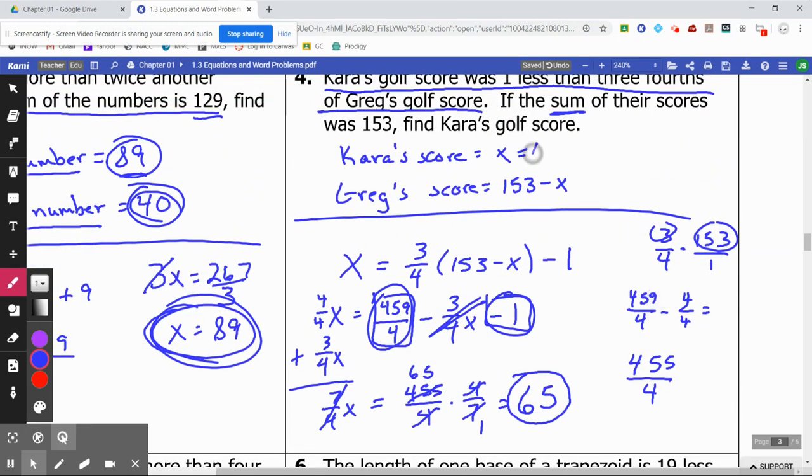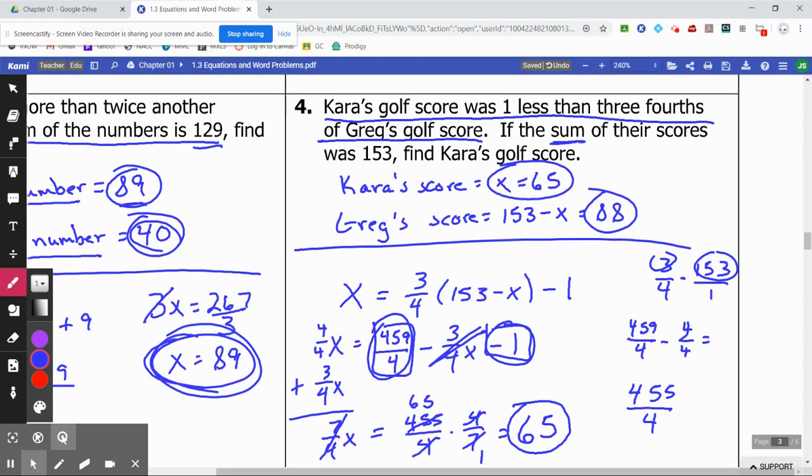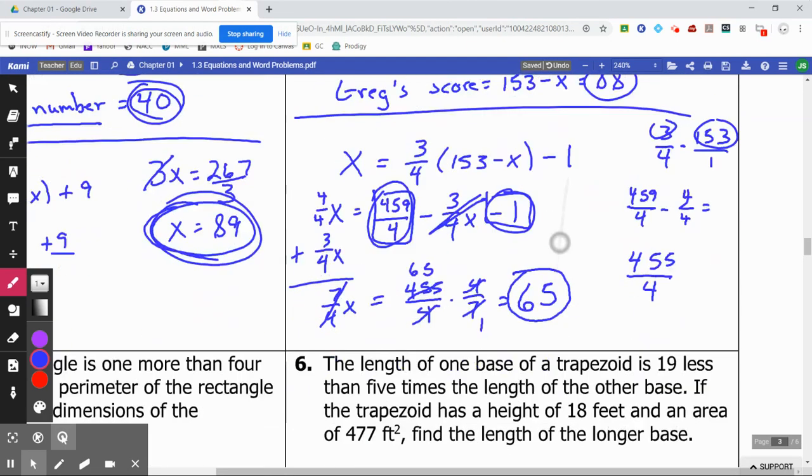So now let's go back up here. So x right here would be 65. That's Kara's score. 153 minus x would be 153 minus 65, which gives you 88, would be the other score. So make sure you solve what they asked. Find Kara's golf score, so your actual answer would be 65 there.